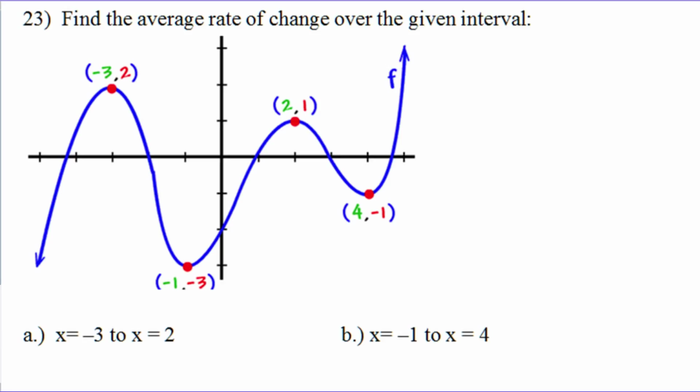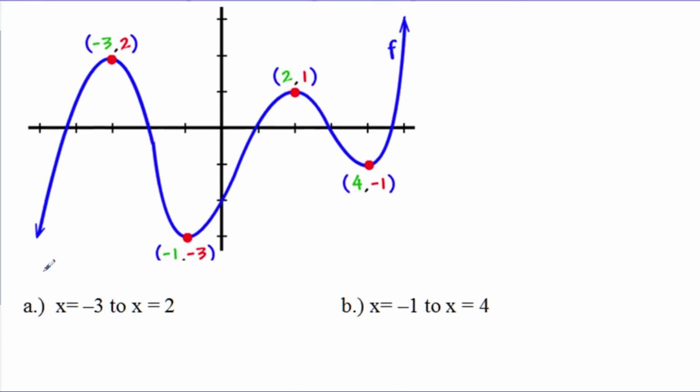Problem 23, it says find the average rate of change over the given interval. And so this is where we're going to use our slope formula, y2 minus y1 over x2 minus x1, negative 3 minus 2. And then to get the y values, I'm going to take a look at this graph, and I'm going to say at negative 3, the y value is 2. And at 2, my y value is 1. So this looks like 1 over negative 5.